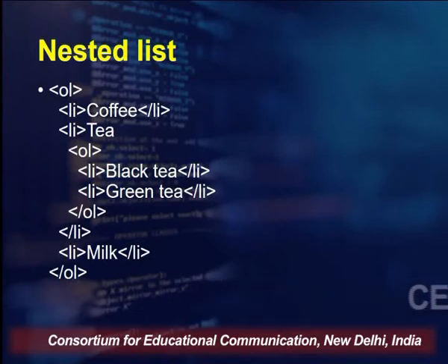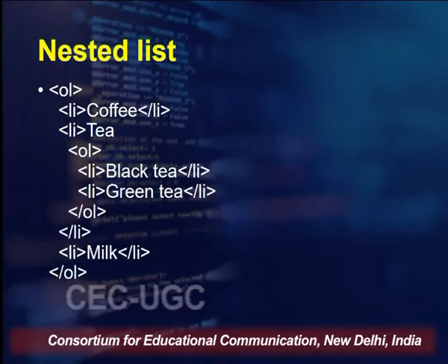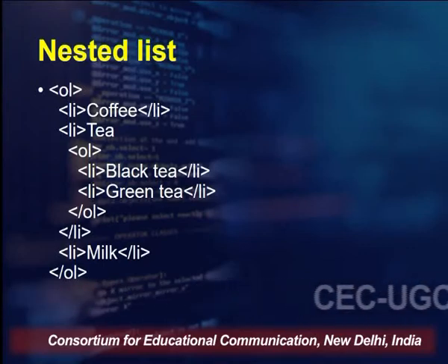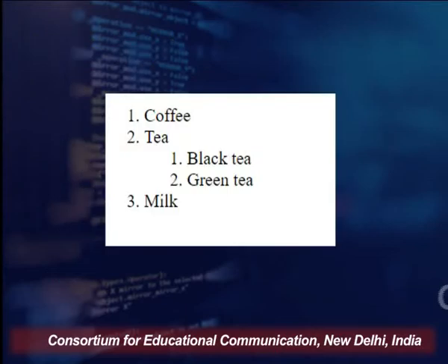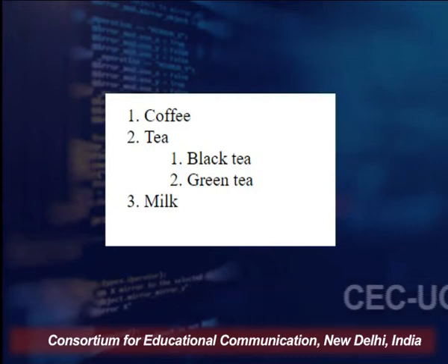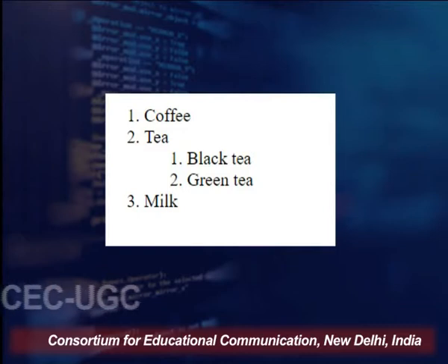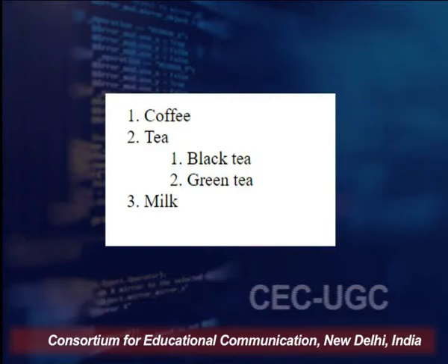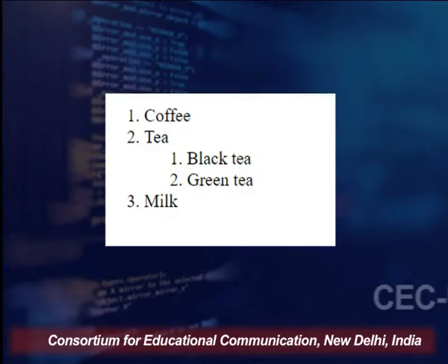Then the third LI tag is simple, nothing new here. The only newer portion is the nested list. So this nested list will be displayed as you can see it on the screen. We have 1 as coffee and 2 as tea, and within that tea we have 2 items. One is black tea and 2 is green tea. The third one is the item of the outside list, and that is milk.